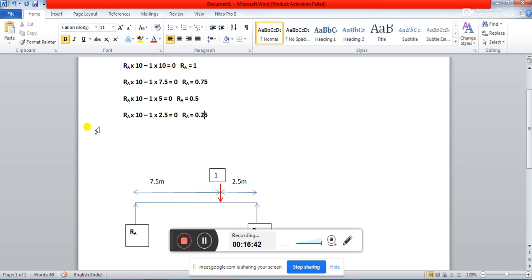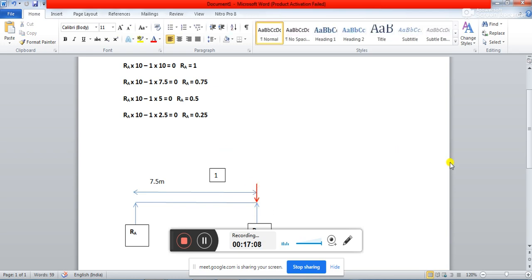Next step, your load will move further and it will reach the support, let's say. So let us remove this and let us remove this. What is happening? This load is now being moved by another 2.5 meter, and the load is being placed over here, just on the support B.